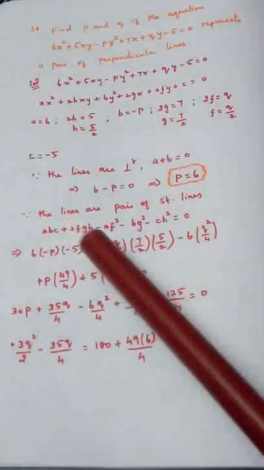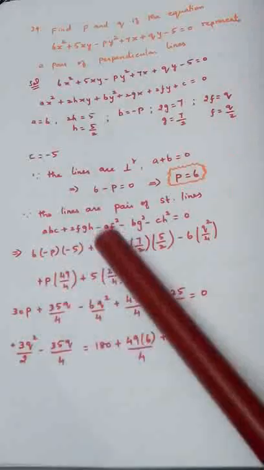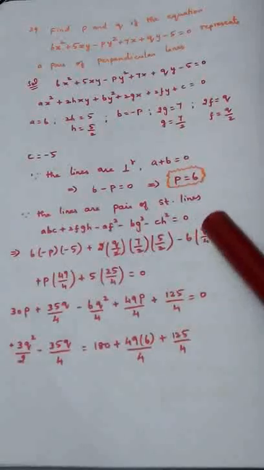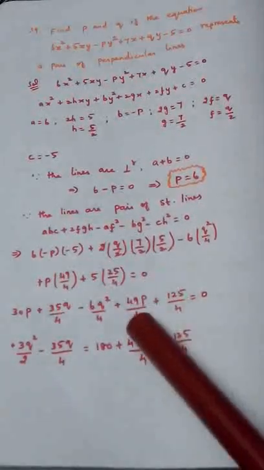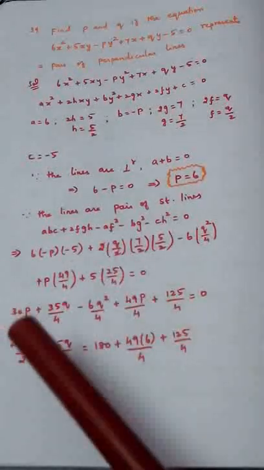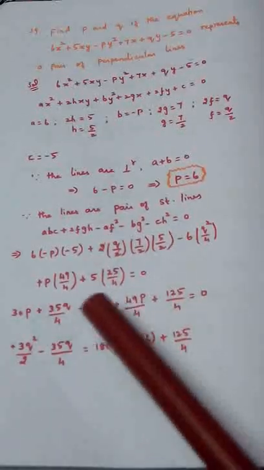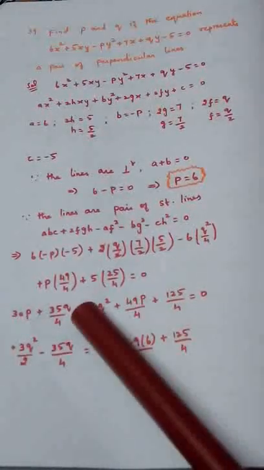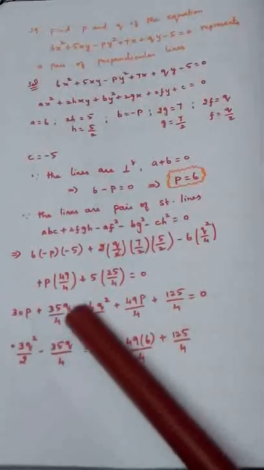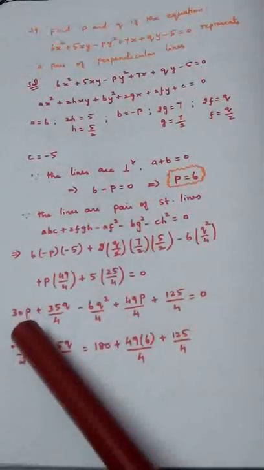Now what we are doing is just simplifying. 6 into 5 is 30, minus into minus is plus, 30p. So cancelling this, 7 into 5 is 35q by 4, 6q square by 4, 49p by 4, 5 into 25 is 125 by 4 equal to 0. Now the q square term is taken to the other side. If I cancel this, what happens? 3 by 2 will come with minus, going to the other side, plus 3 by 2 q square. 35q by 4 going to the other side, minus 35q by 4. So this remains on the same side.